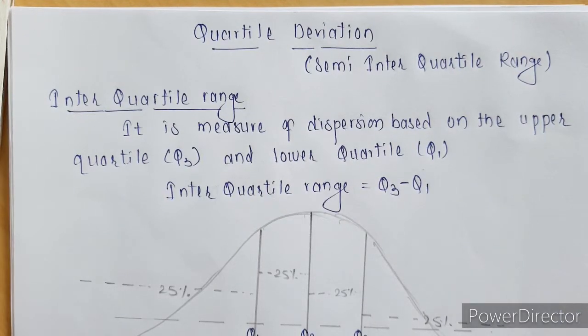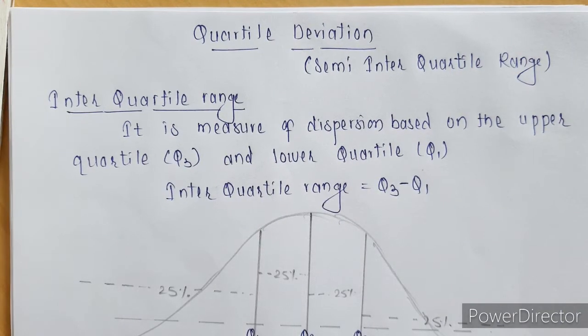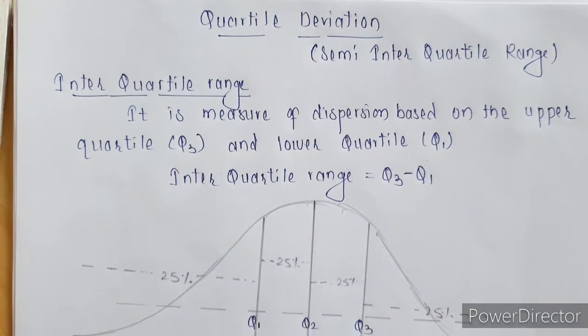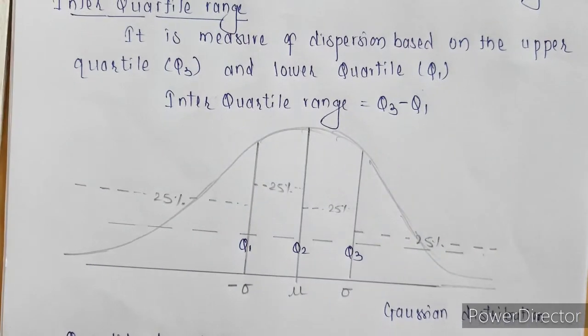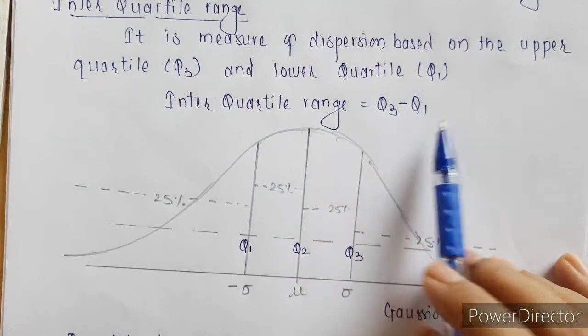Okay, so in this video we'll be discussing quartile deviation, which is also known as semi-interquartile range. Now let's first discuss interquartile range. It is a measure of dispersion based on upper quartile and lower quartile, that is Q3 and Q1. So interquartile range can be written as Q3 minus Q1.